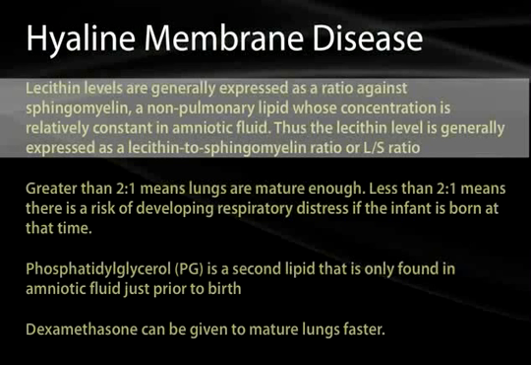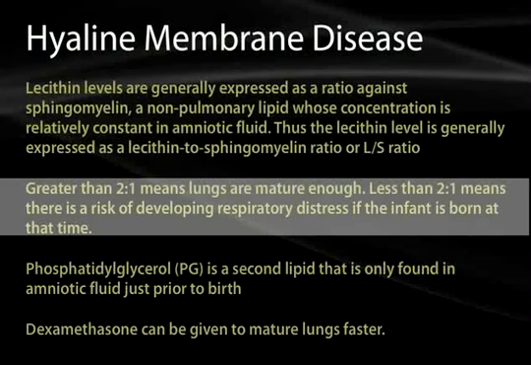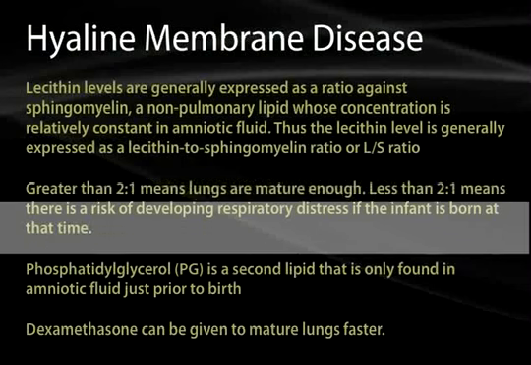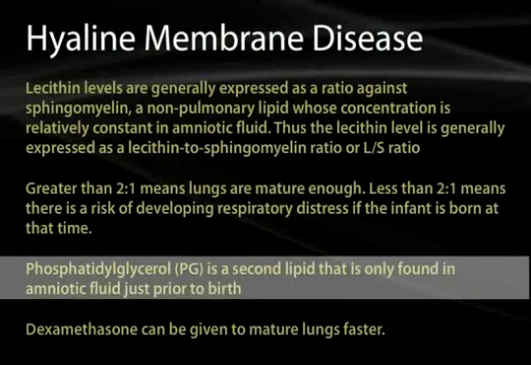Surfactant levels are generally expressed as a ratio against sphingomyelin, and sphingomyelin is a non-pulmonary fat whose concentration is pretty constant in the amniotic fluid. So as this ratio starts to change during growth, it starts to be a better indicator of whether or not the maturing lungs are coming into play. Anything greater than a 2-to-1 ratio means that the lungs are mature enough to be survivable. Less than a 2-to-1 means there's a risk of developing respiratory stress in an infant that's born, and there's going to want to take appropriate measures to make sure that there's surfactant on hand.